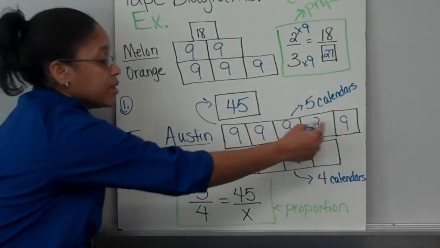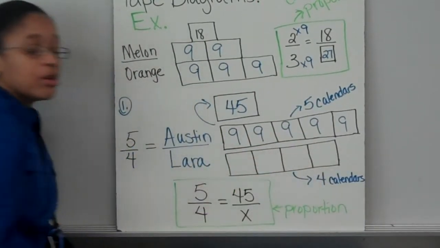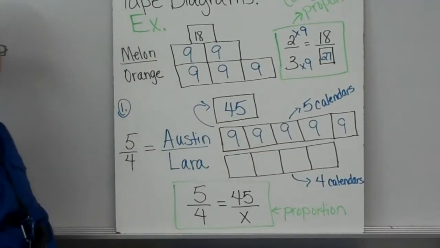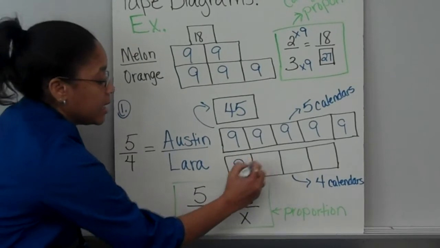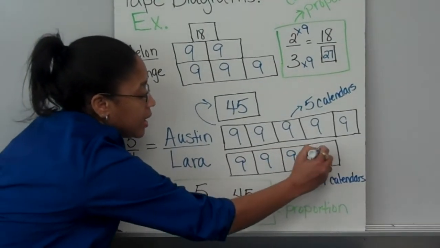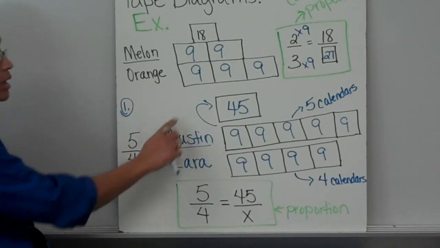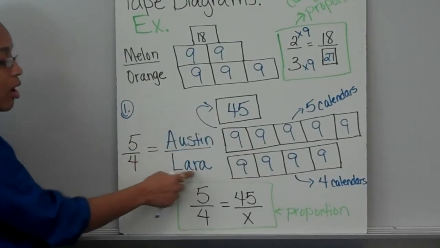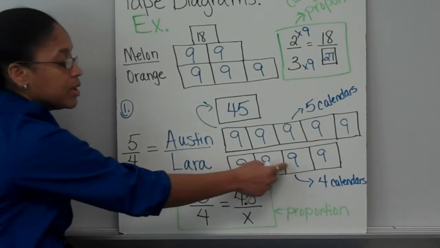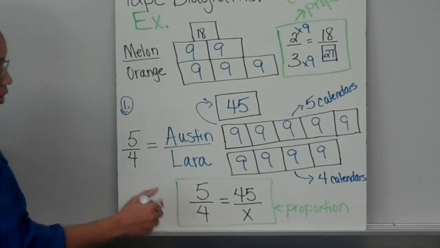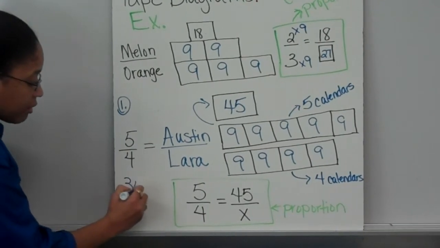If all of these boxes are 9, all of these are also going to be 9. So all of these represent the same part. So these will be 9, 9, 9, and 9. These all represent the same amount. So if Austin sells 45 calendars, then Laura would sell 9 plus 9 plus 9 plus 9, or 9 times 4, which is 36 calendars. So my answer here would be 36 for Laura.